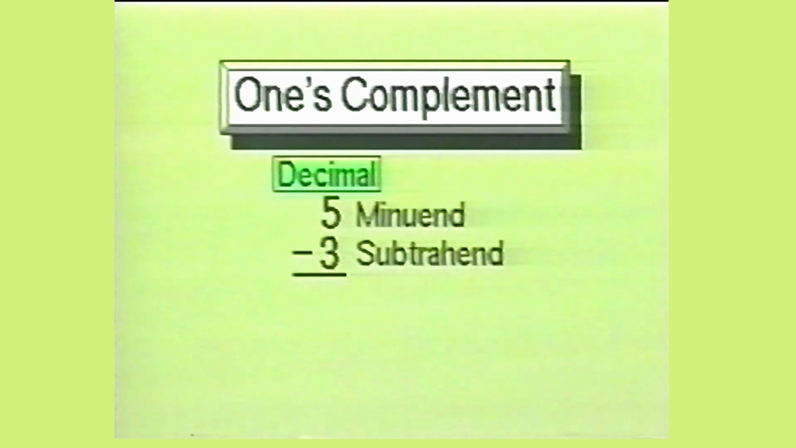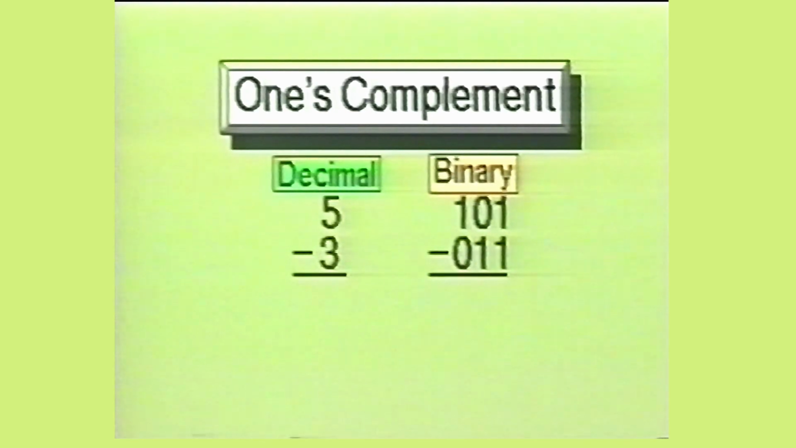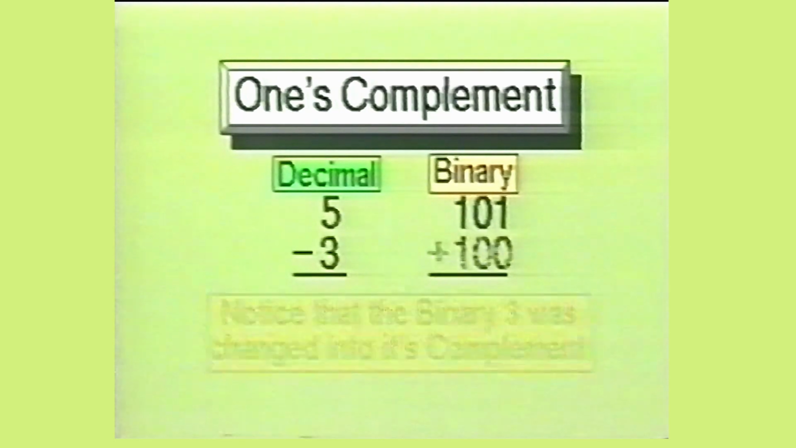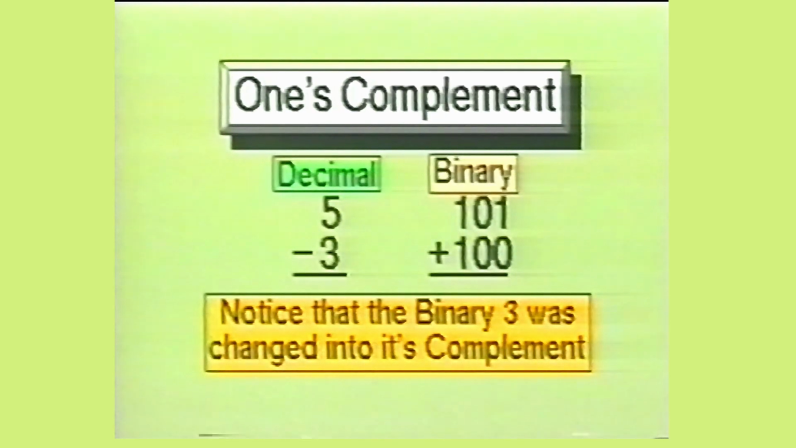To better understand how the ones complement works in subtraction, we will demonstrate with a couple of examples. In the first example, we will start by subtracting decimal number 3 from decimal number 5. 5 will become the minuend, and 3 will become the subtrahend. First, we must convert the minuend and subtrahend into their binary equivalents. Next, we change the subtrahend into its complement number. This changes the binary 3 into 100. Then we simply add the numbers together.